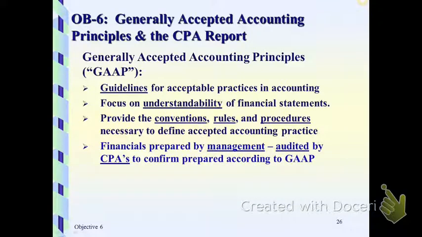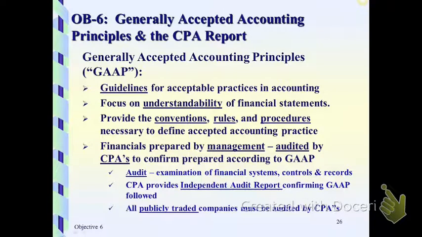You've got to remember that the financial statements are prepared by management. They are audited or reviewed by a CPA firm to confirm that they are prepared according to generally accepted accounting principles, but it is ultimately management's responsibility to prepare those financial statements. An audit just examines the financial systems, controls, and records, and then a CPA provides the independent audit report that confirms that generally accepted accounting principles were followed. And all publicly traded companies must be audited by CPAs.